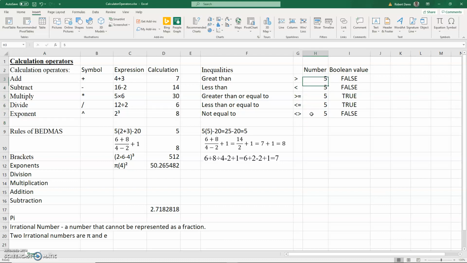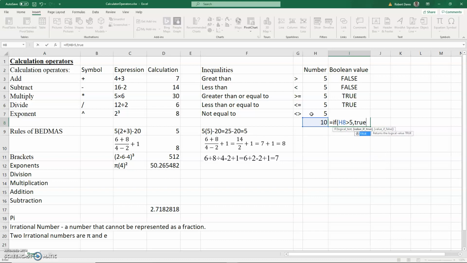So Boolean operators are and, or, and the Boolean value is true or false. This plays a part when we start doing conditional statements. And a conditional statement is something that has if. So an example, we'll put in a number here, 10, equal to if this is greater than 5, then we do true. And if it's not, we do false. So this is greater than 5, so it returns the true value.